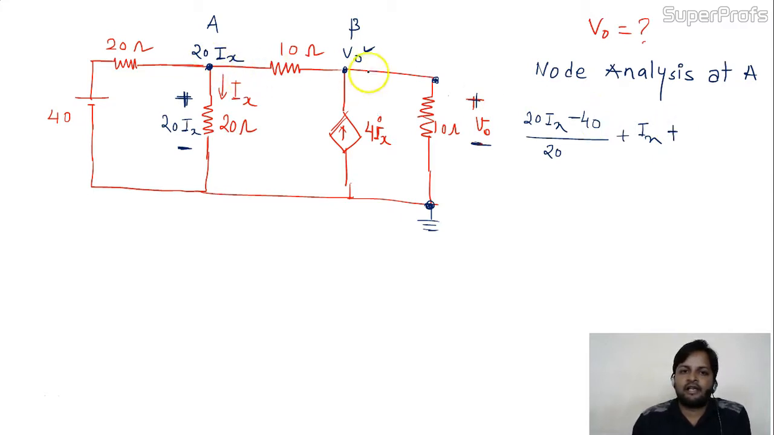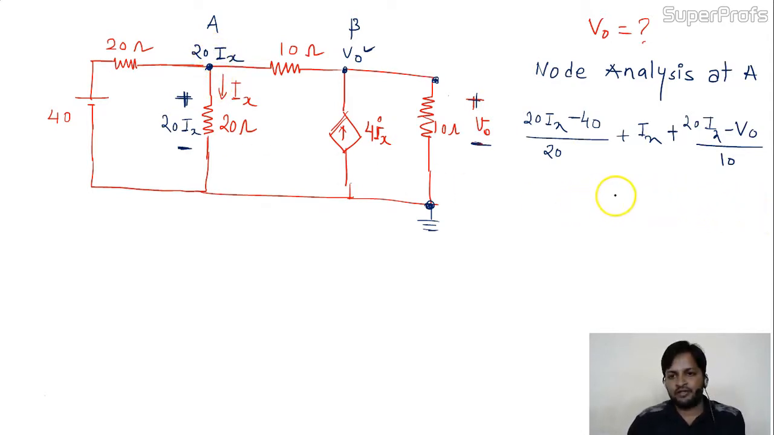Now 20 Ix minus V0, divided by 10. Is there any other branch? No. 3 branches are connected at node A. So I'll be having 3 terms in one equation equal to 0. Fine. This is the equation 1.